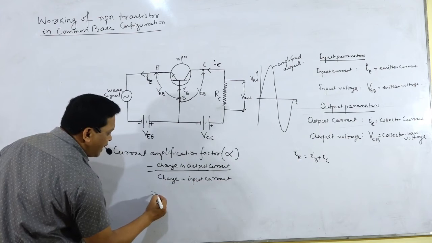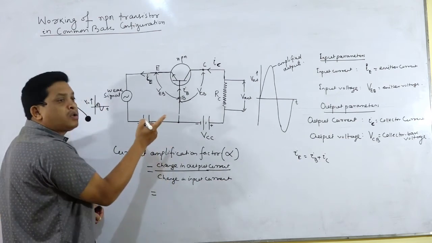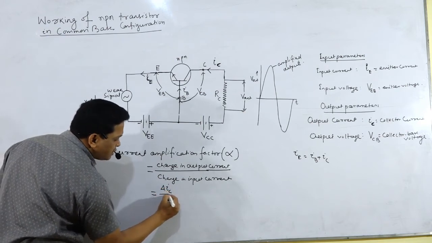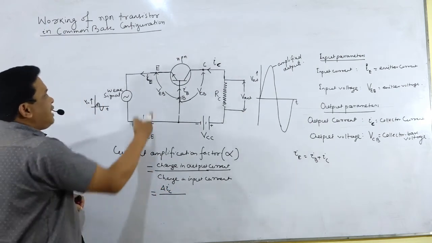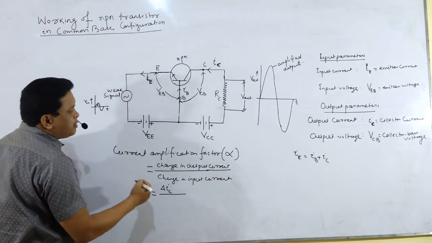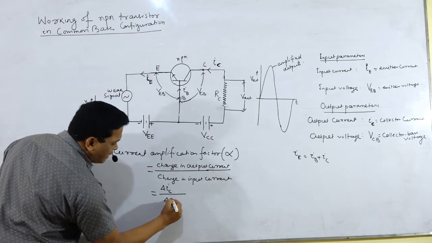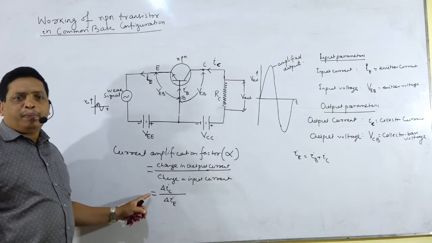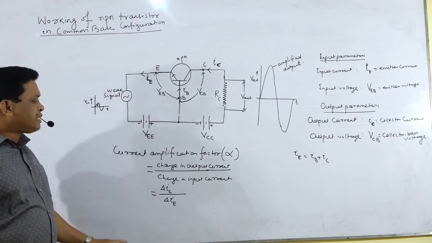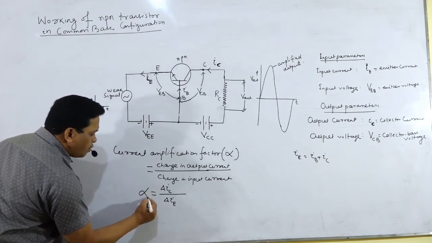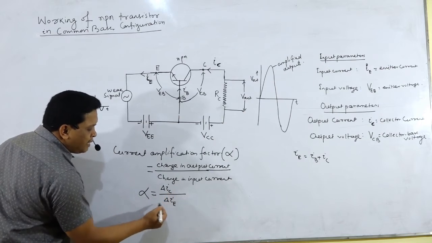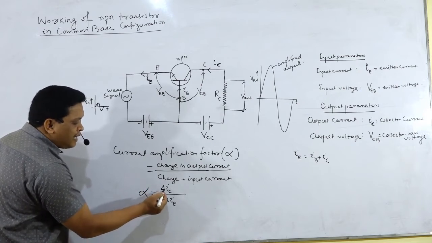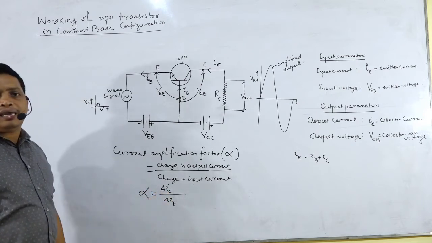So mathematically we write like this: change in output current. Here output current is collector current, so delta IC represents the change in output current, and here emitter current is the input current, therefore delta IE, emitter current. So the current amplification factor for common base configuration, alpha, is equal to delta IC by delta IE.